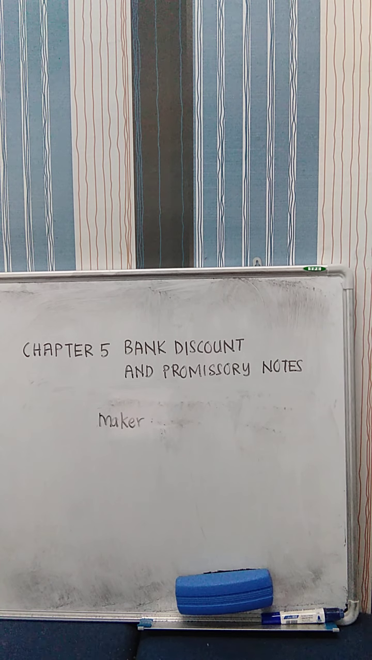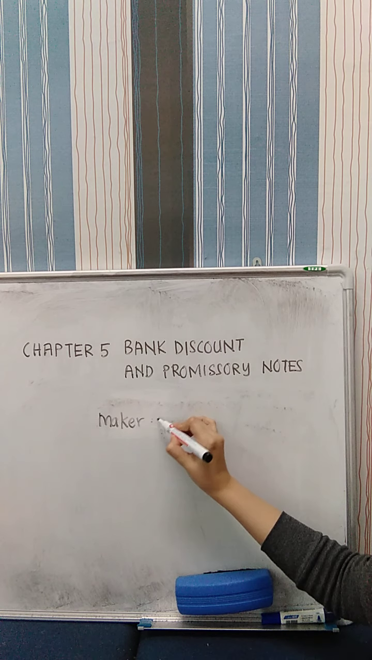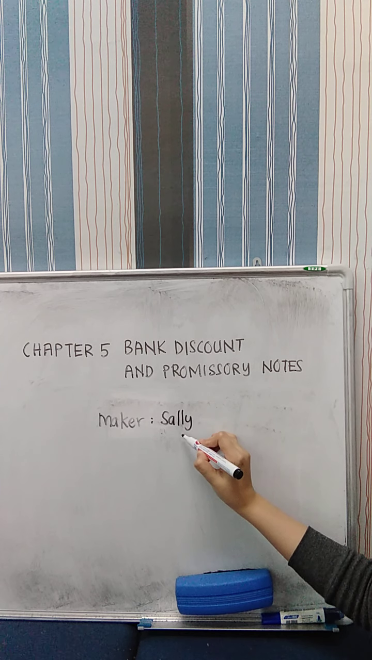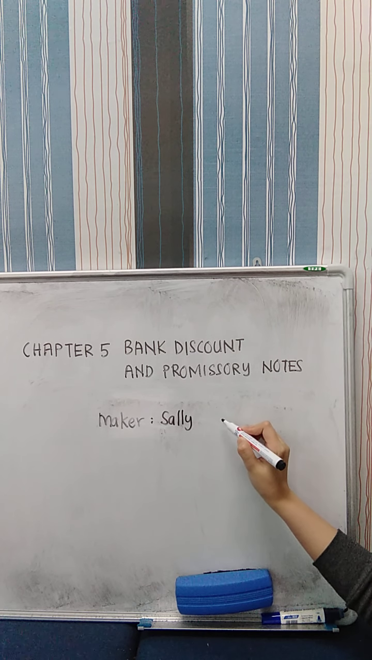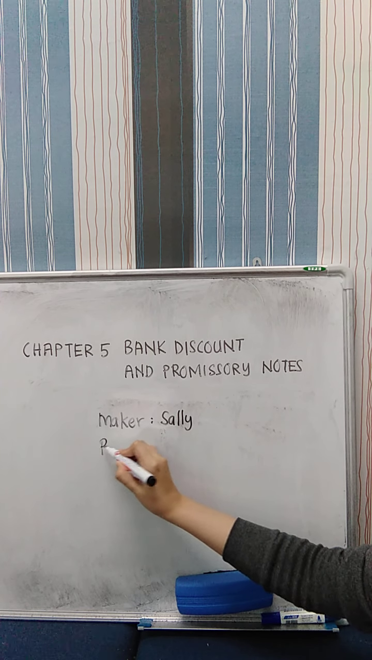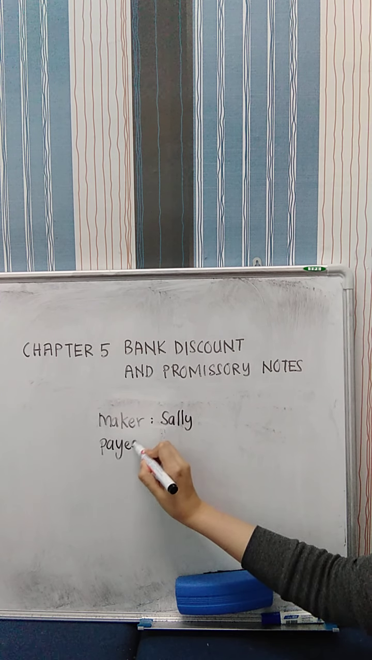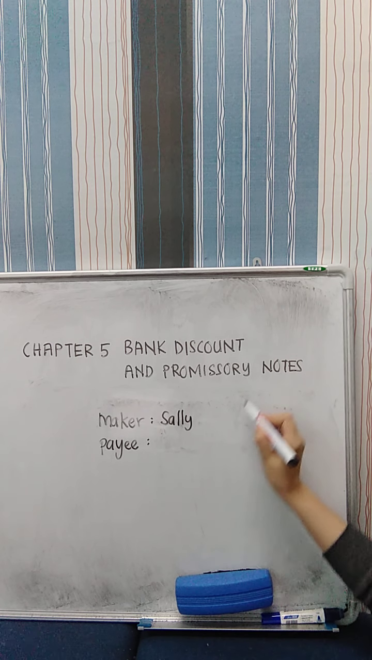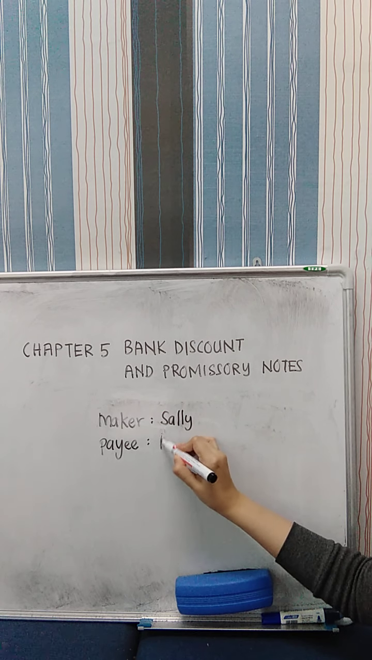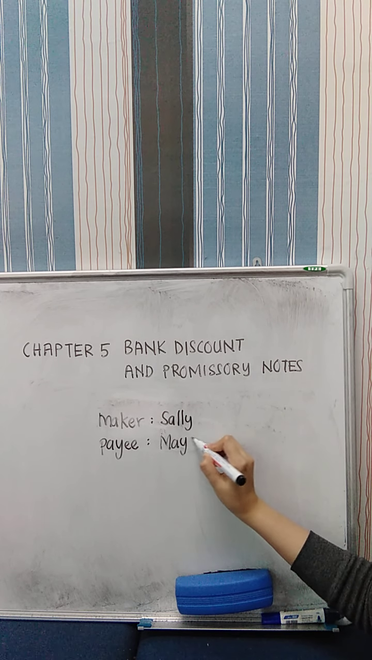Okay, who is the maker? Who wants to borrow the money? The maker from this example is Sally. Sally writes the promissory note, so Sally is the maker. Next, who is the payee? Sally wants to borrow the money from Maya, so Maya is the payee.